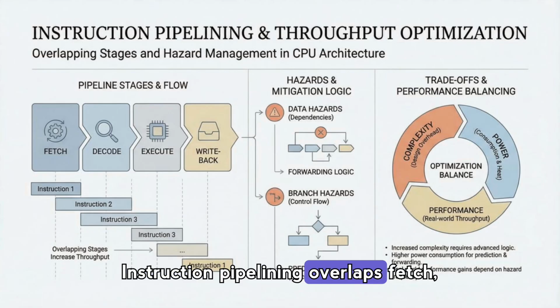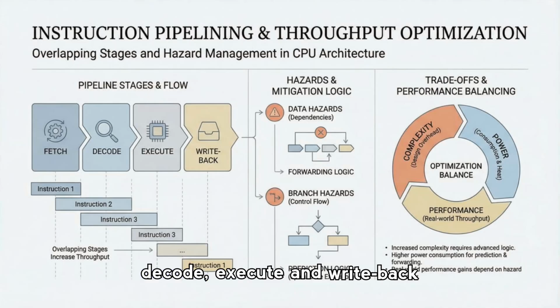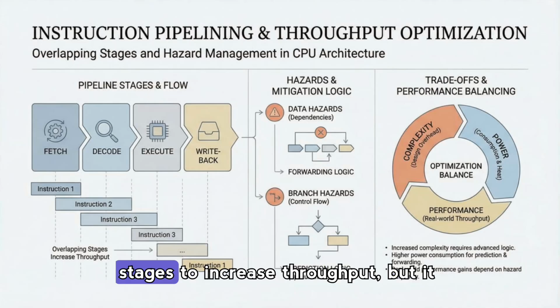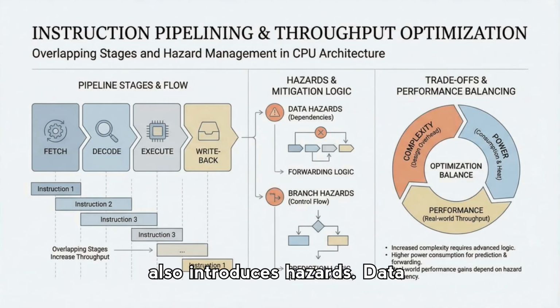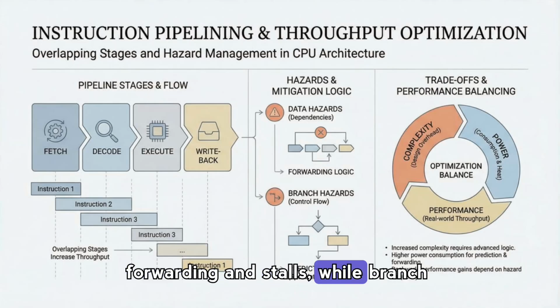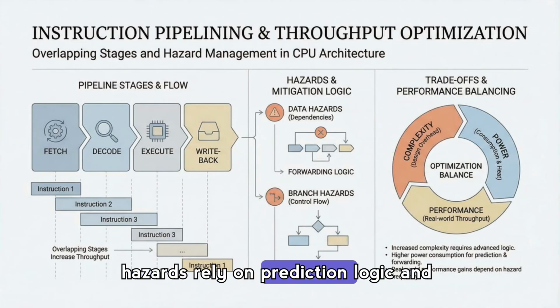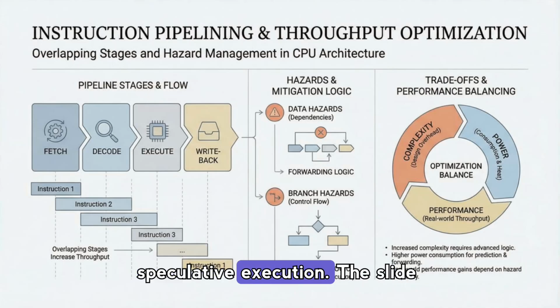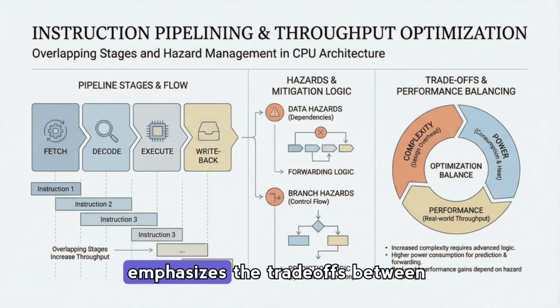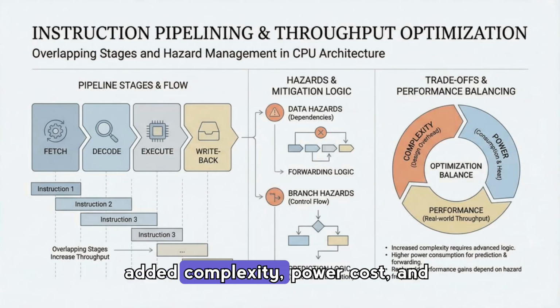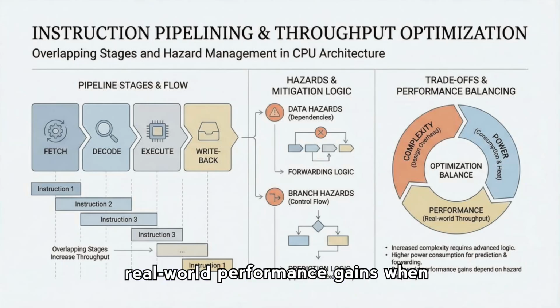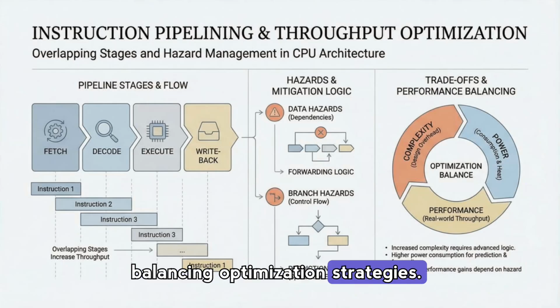Instruction pipelining overlaps fetch, decode, execute, and write-back stages to increase throughput, but it also introduces hazards. Data dependencies are handled with forwarding and stalls, while branch hazards rely on prediction logic and speculative execution. The slide emphasizes the trade-offs between added complexity, power cost, and real-world performance gains when balancing optimization strategies.